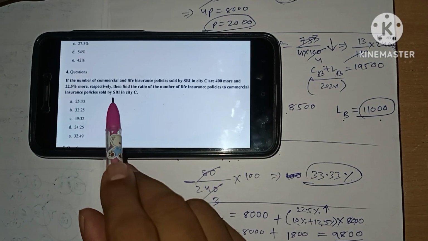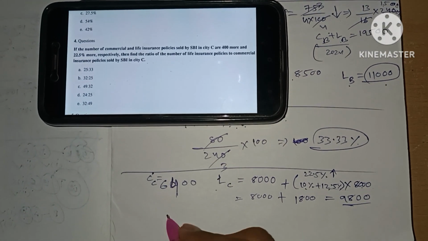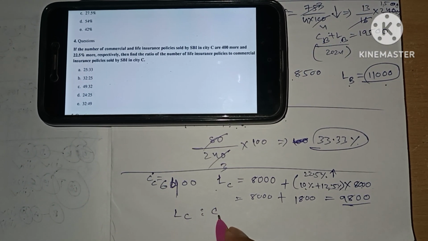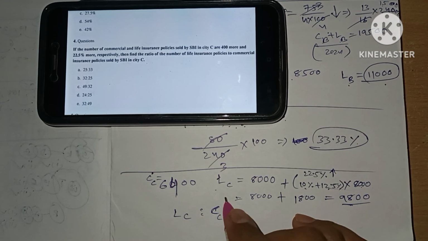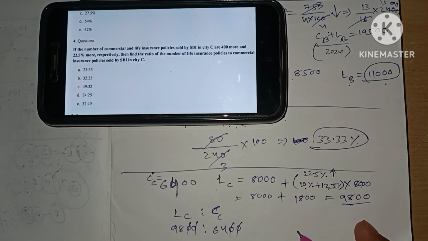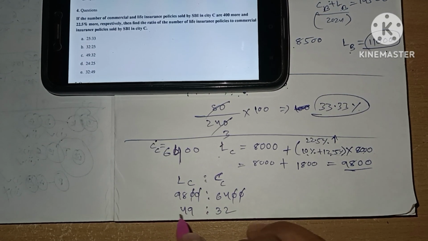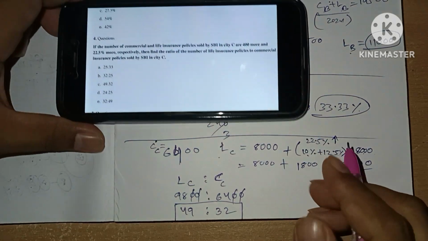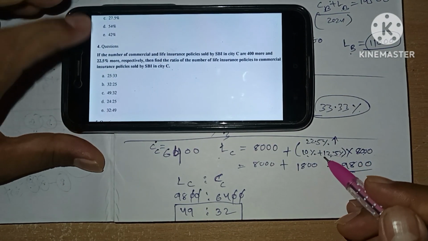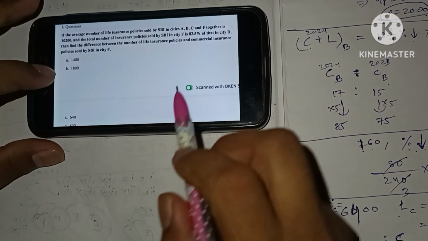So the question asked is to find the ratio of the number of life insurance policies to commercial policies, LC is to CC. Life insurance we got 9800 is to 6400. Double zeros cancel, and what we are left with is 49 is to 32. So this is our answer. Option C is our answer. Now let's see the fifth question that is asked.